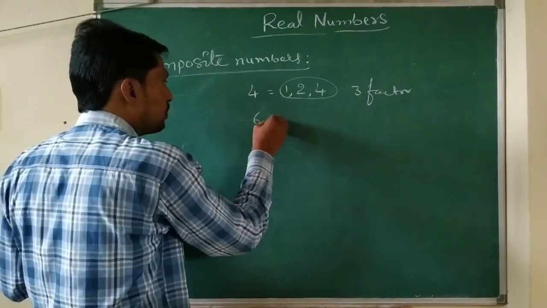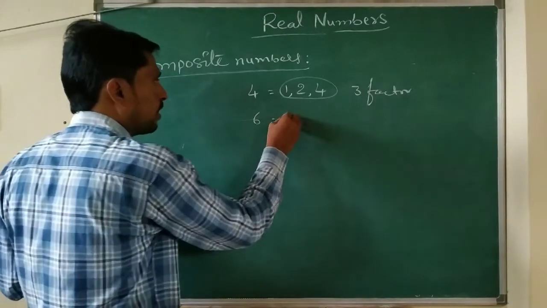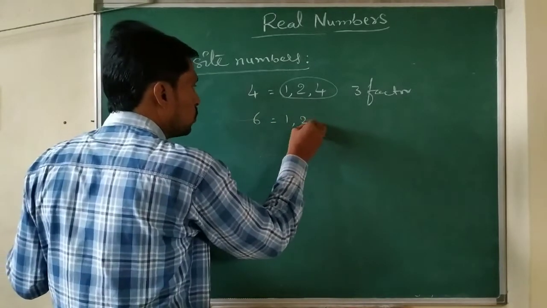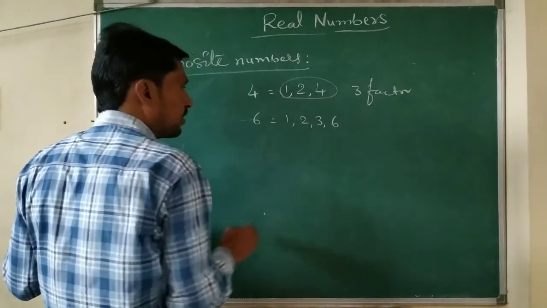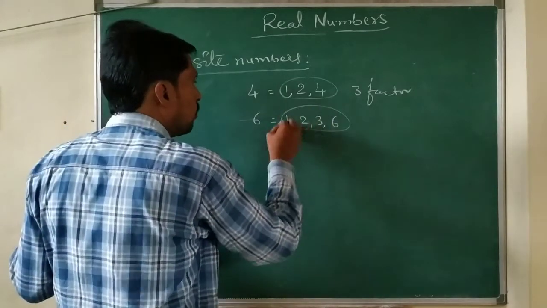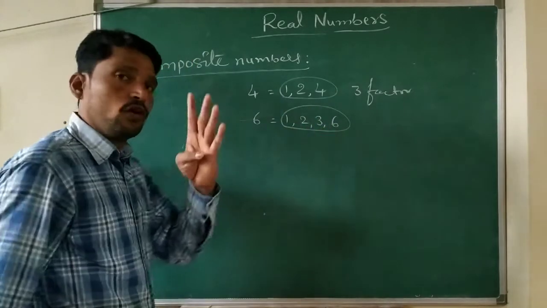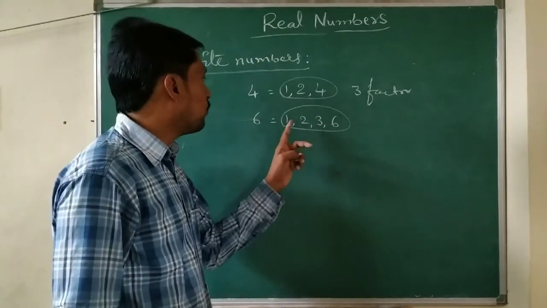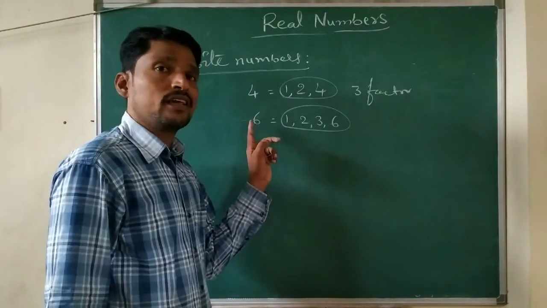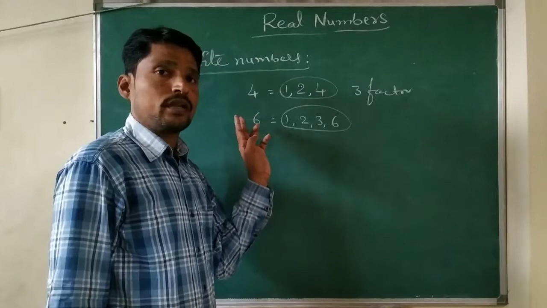One more number I am checking, that is 6. The factors of 6 are 1, 2, 3 and 6. How many factors did we get here? 4 factors. So 4 factors means 6 is a composite number.